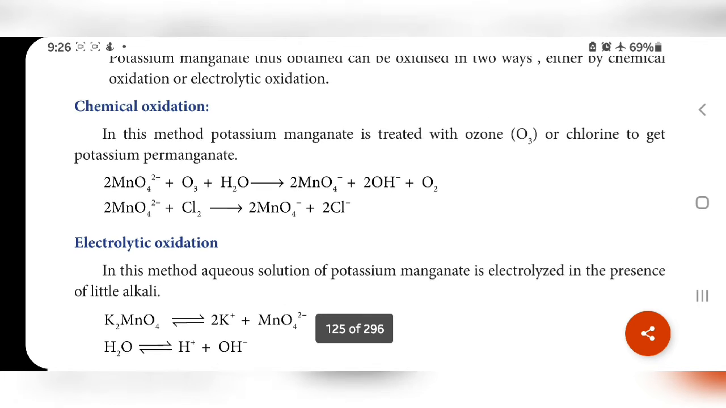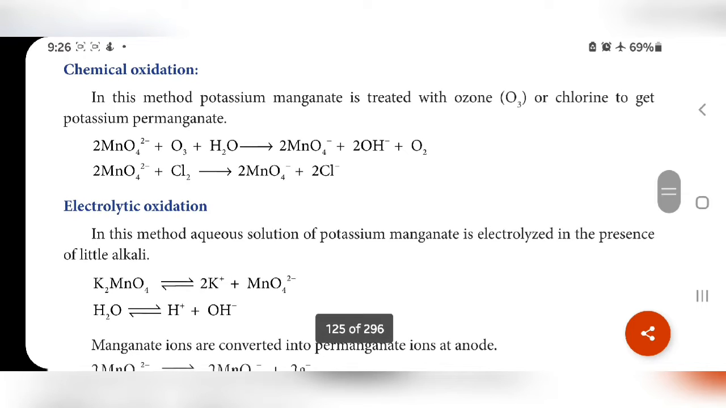First one, chemical oxidation. In chemical oxidation, potassium manganate is treated with either ozone or chlorine. It is converted into the permanganate ion, that is potassium permanganate or permanganate ion.